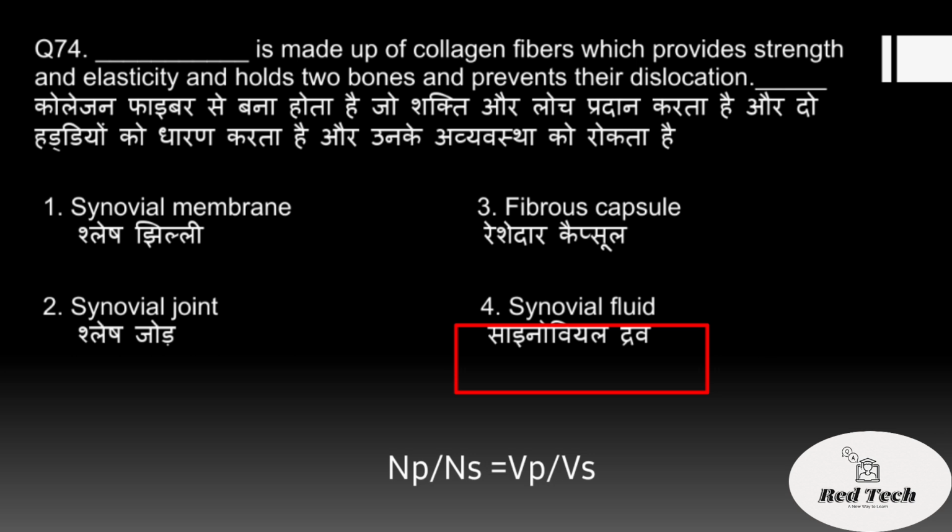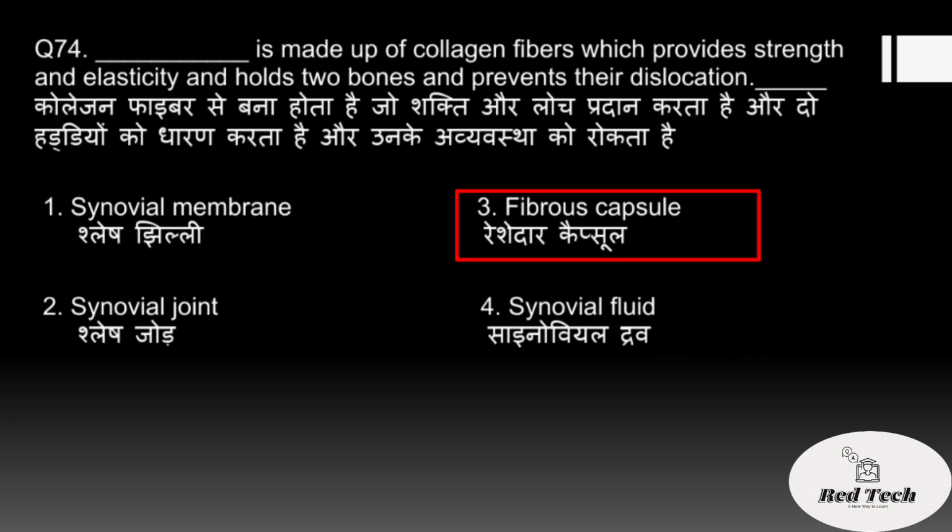Question number 74. What is made up of collagen fiber, which provides strength and elasticity, holds two bones and prevents their dislocation? Options: option 1 synovial membrane, option number 2 synovial joint, option number 3 fibrous capsule, option number 4 synovial fluid. The right answer is option number 3, which is fibrous capsule. Fibrous capsule is made up of collagen fiber and provides strength and elasticity to the two bones and prevents dislocation. The best example is the knee joint, where you can see the fibrous capsule around the femur bone.